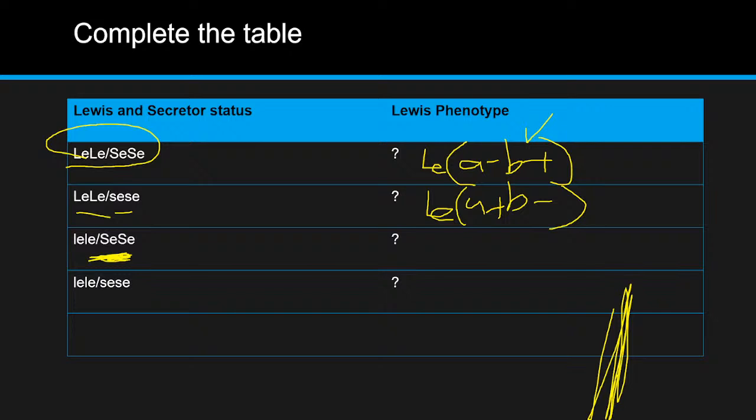So for this one, what will be your patient's phenotype? Lewis phenotype.